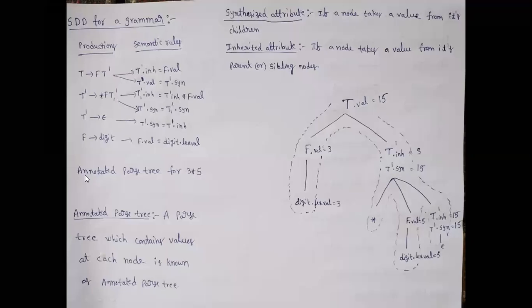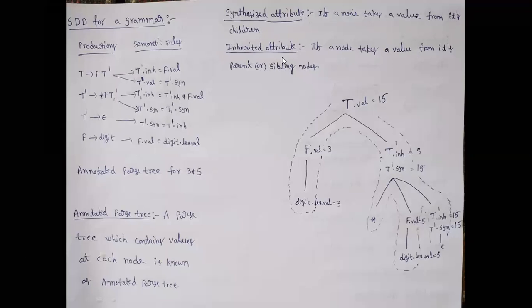Okay. So what is an annotated parse tree? A parse tree which contains values at each node is known as the annotated parse tree. So what is a synthesized attribute? If a node takes a value from its children. And what is an inherited attribute? If a node takes a value from its parent or sibling node. So these are the two attributes, synthesized attributes and inherited attributes.